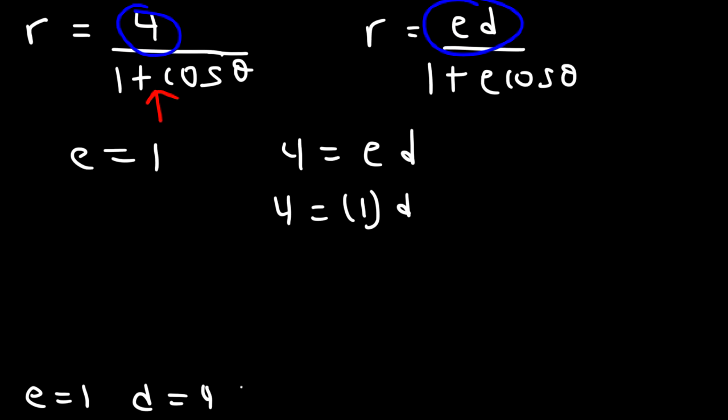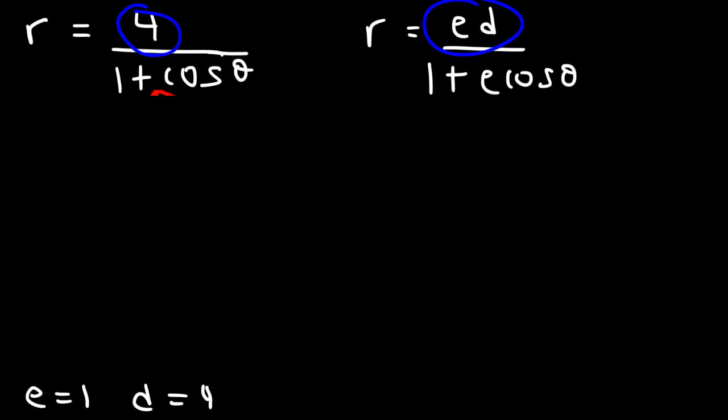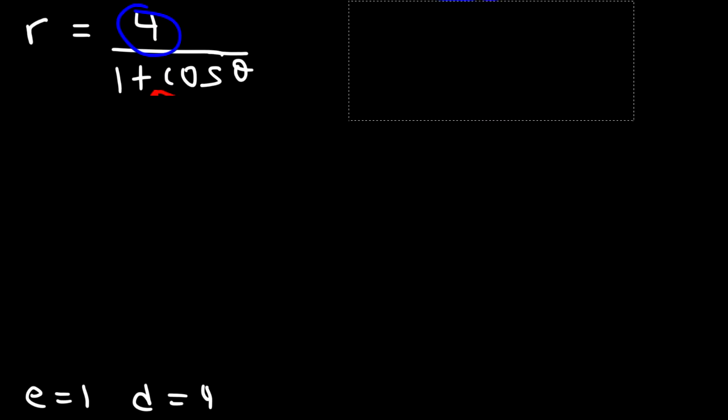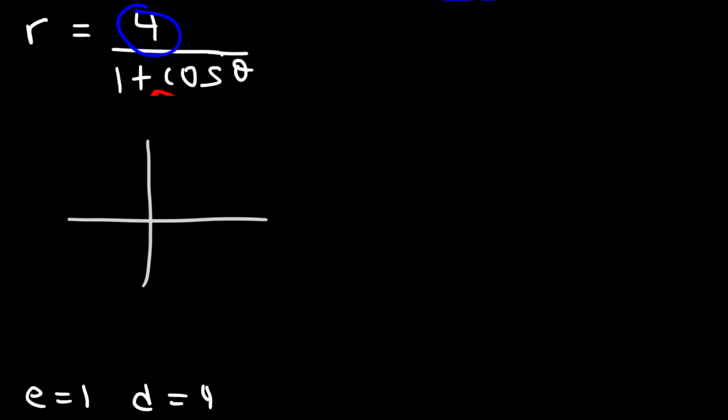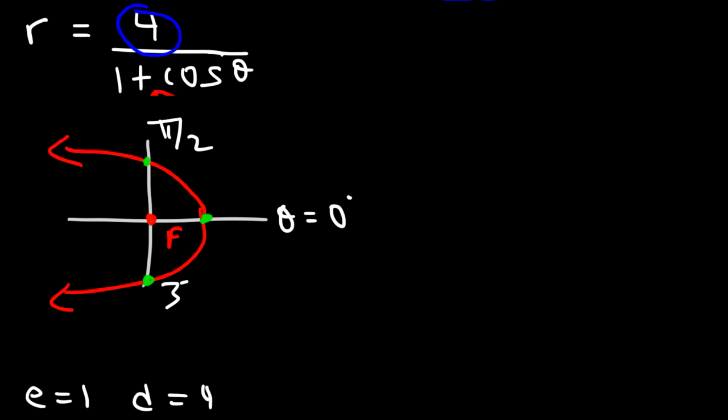So what type of conic section do we have, since e is equal to 1? If e is equal to 1, we have a parabola. Now, in what direction will the parabola open? So we have the focus at the center, and we have positive cosine, which means that it's going to open towards the left. So this is the general shape of the graph that we have. In order to sketch it, we need 3 points: the y-intercepts and one x-intercept. So we need theta equals 0, pi over 2, and 3 pi over 2.